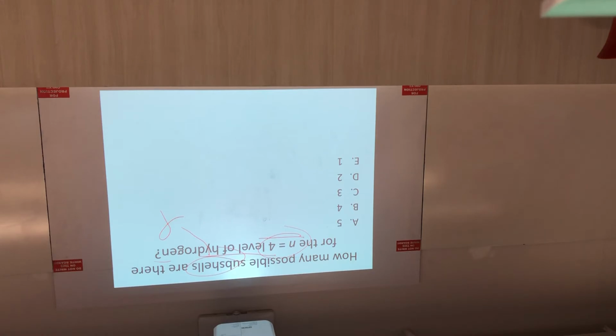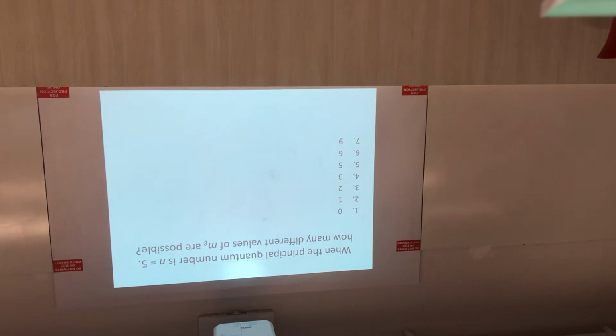Confusing? So shall we try together? When n equals 4, our L starts from 0, isn't it? 0, 1, 2, 3. So we have all together 4. So the correct answer is 4. Now let's move on to the next question.